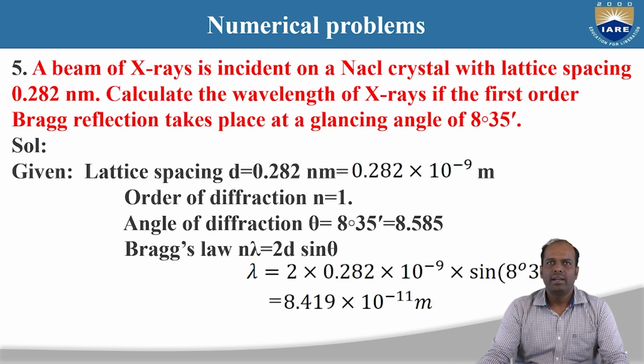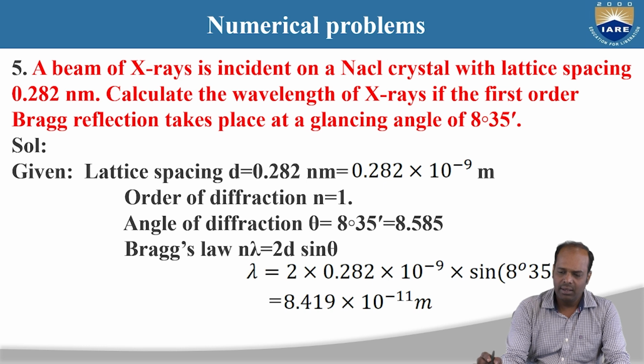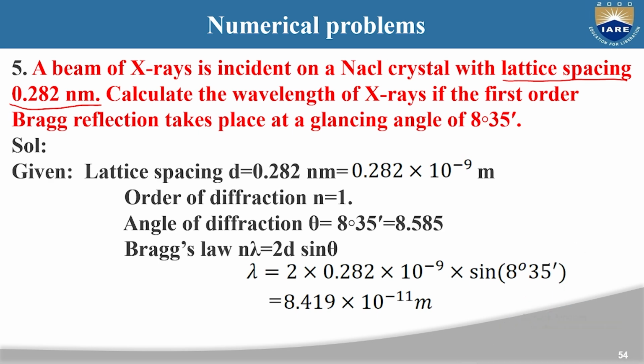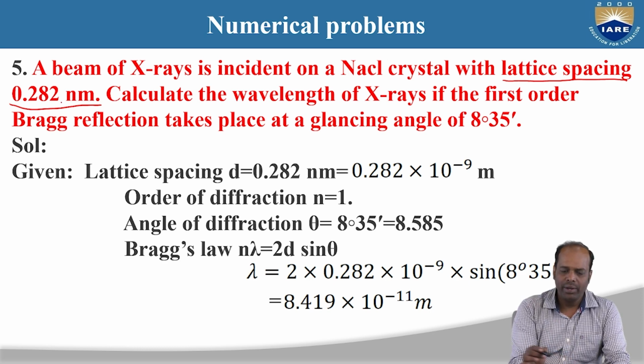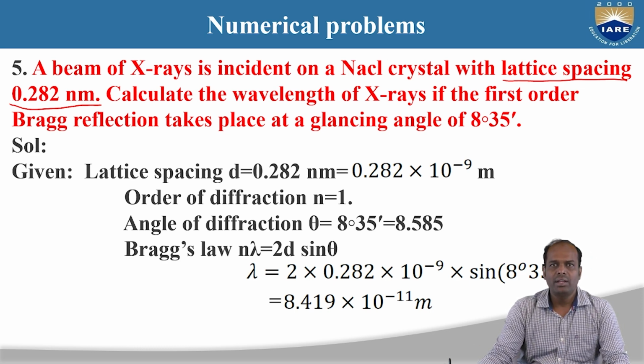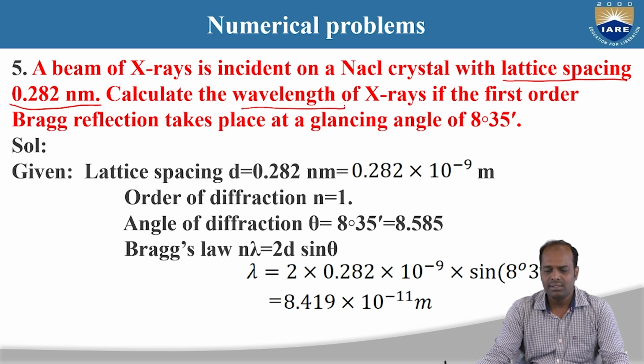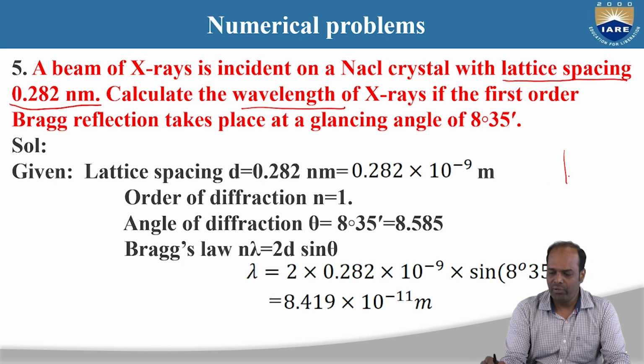A beam of X-rays is incident on a sodium chloride crystal with a lattice spacing of 0.282 nanometers. This means d, the interplanar spacing or lattice spacing, is the same. So d is equal to 0.282 nanometers. What are they asking to calculate? The wavelength. We need to find out lambda.